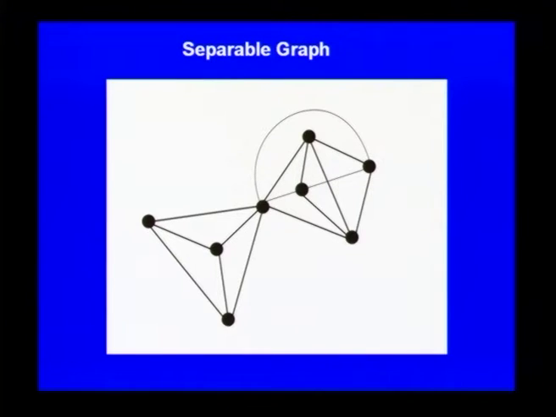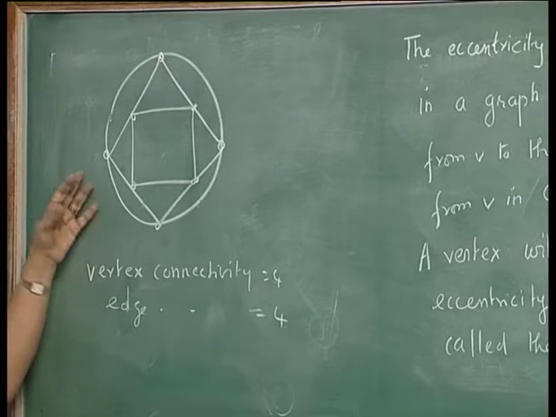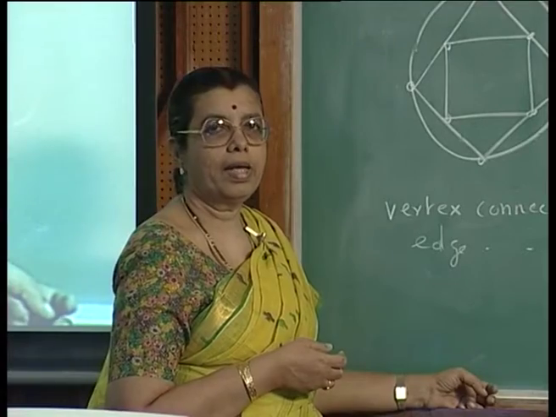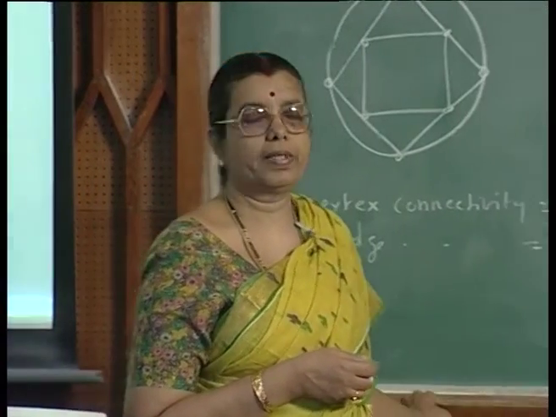So, if you take such a structure, then even if one node fails or even if two nodes fail, there will be some connection between the other nodes. So, you will not have any problems. So, this sort of an idea, the definition of vertex connectivity, plays an important part in practical applications.